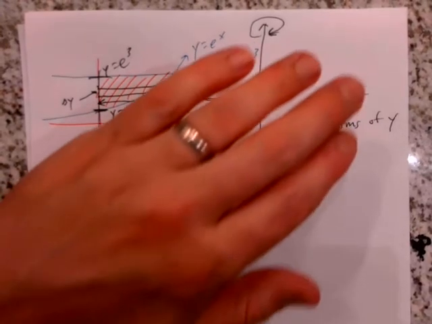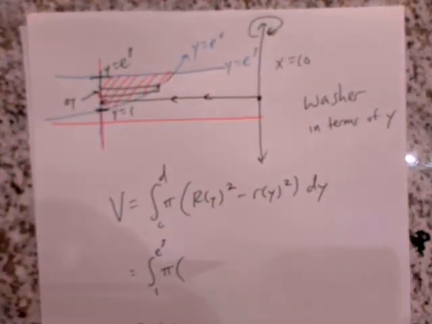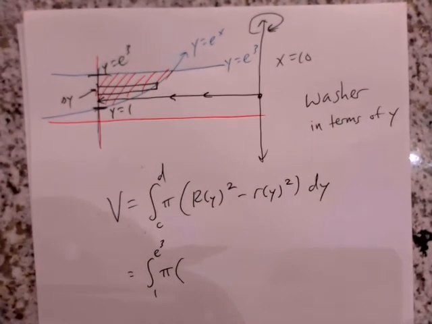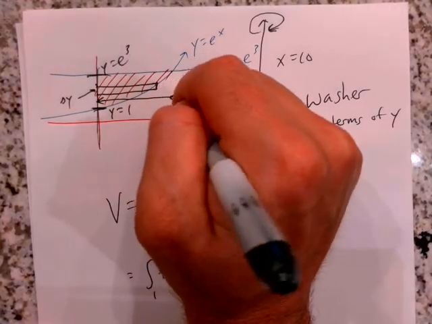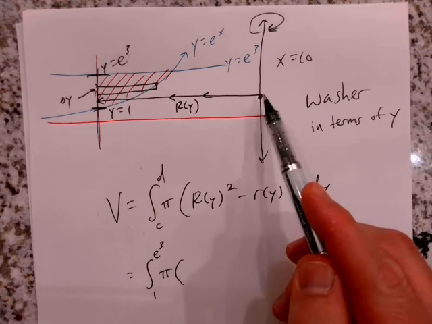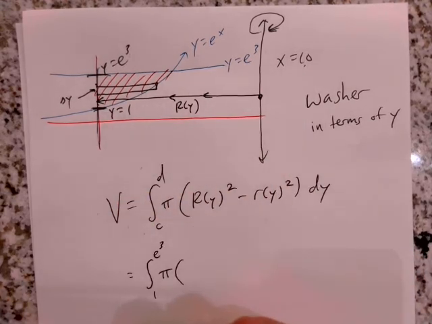Just focus the camera. That's not there. There we go. When you're in terms of y, it's the right side minus the left side. So that's 10 minus 0, because we're in terms of y.